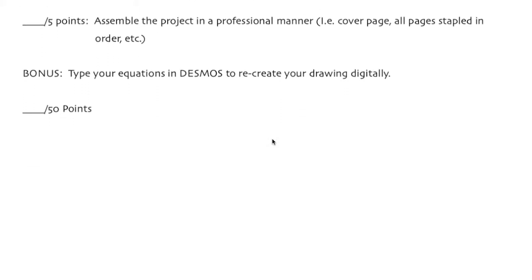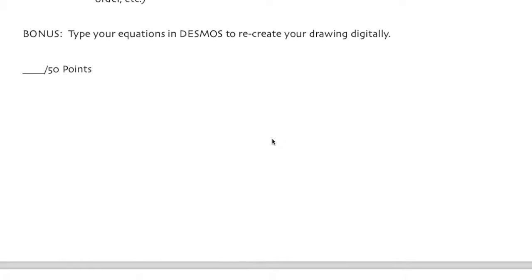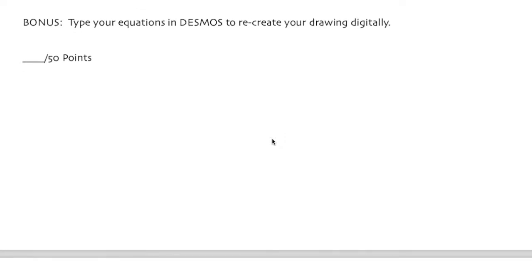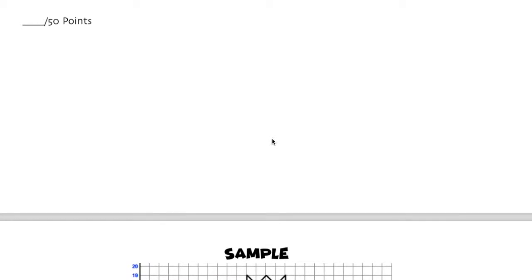Finally, you can put your project together in a professional manner by making a cover page and then making sure everything is stapled in order. For a bonus, you can type your equations and constraints in Desmos to recreate your drawing digitally. This is worth 50 points. It is a summative grade, so it will count for 80% of your quarter 4 grade.